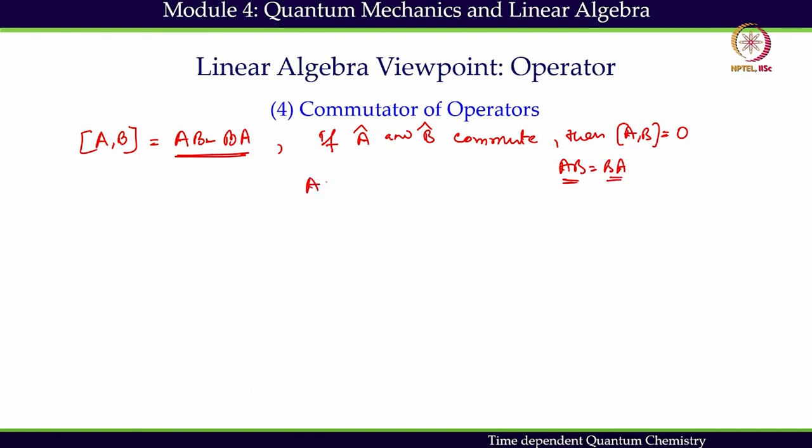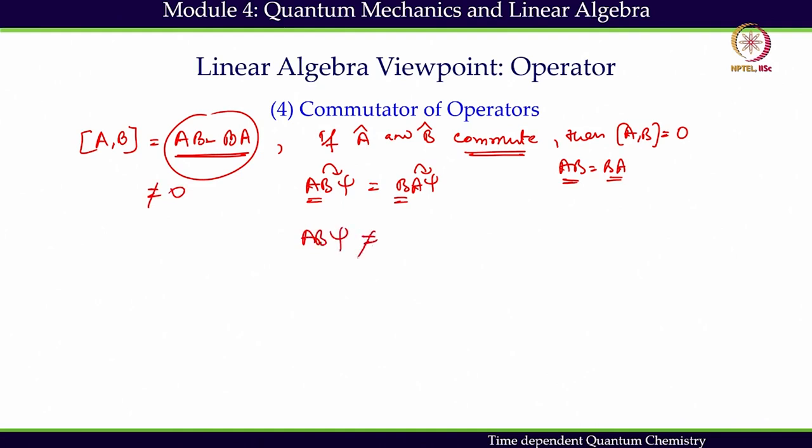So I can have AB acting on psi equals BA acting on psi. The order doesn't matter, whether B acts first or A acts first, if they commute. But if they are not commuting, if this is not 0, then order will matter. So AB psi will not be equal to BA psi. Who will act on psi first will matter if they are not commuting.